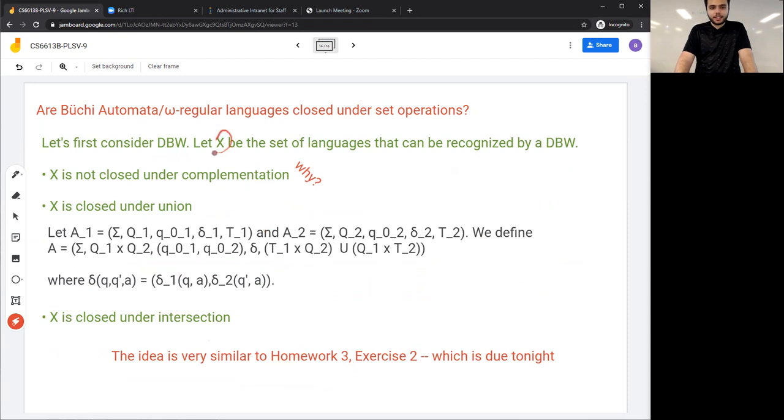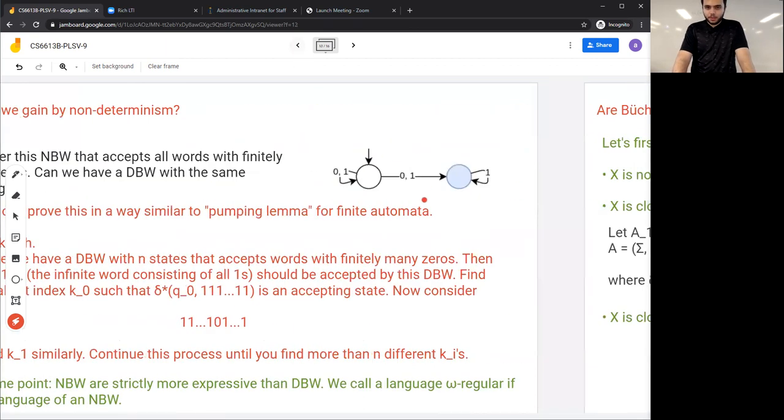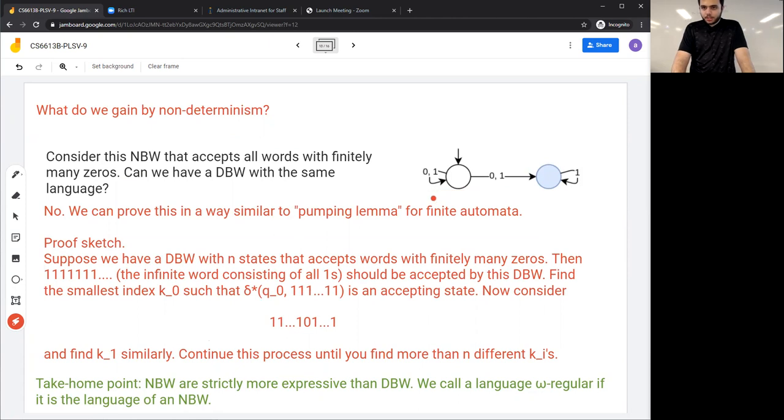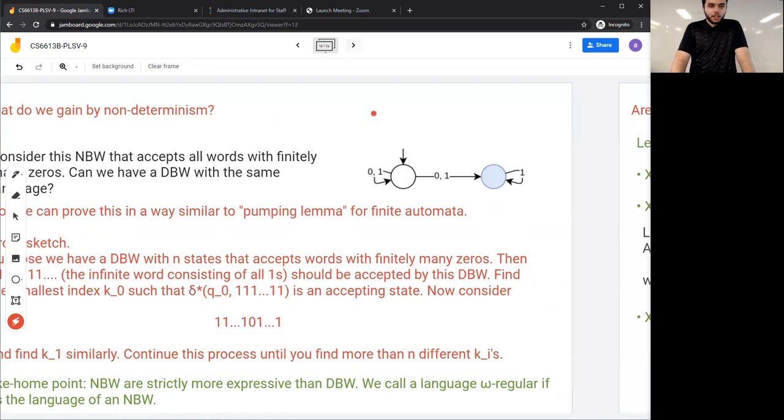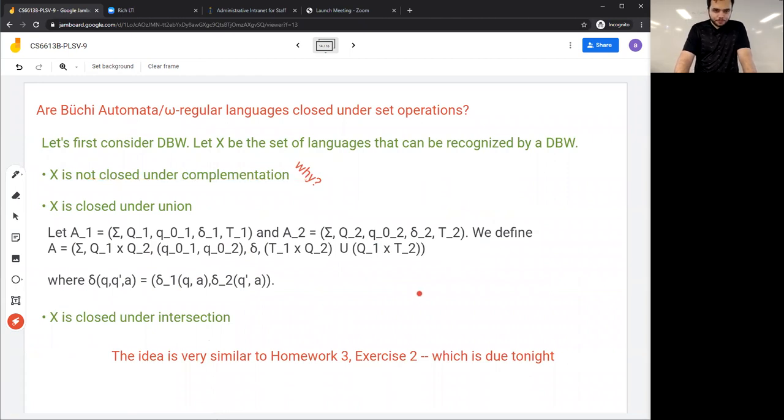Let's say that X is the set of all languages that can be recognized by some deterministic Büchi automaton. First of all, X is not closed under complementation. Why? Because we just saw the example. This was the language of all strings that have finitely many zeros, and we saw that it doesn't have a DBW, but you can easily create a DBW for the language of strings that have infinitely many zeros. So it's not closed under complementation.